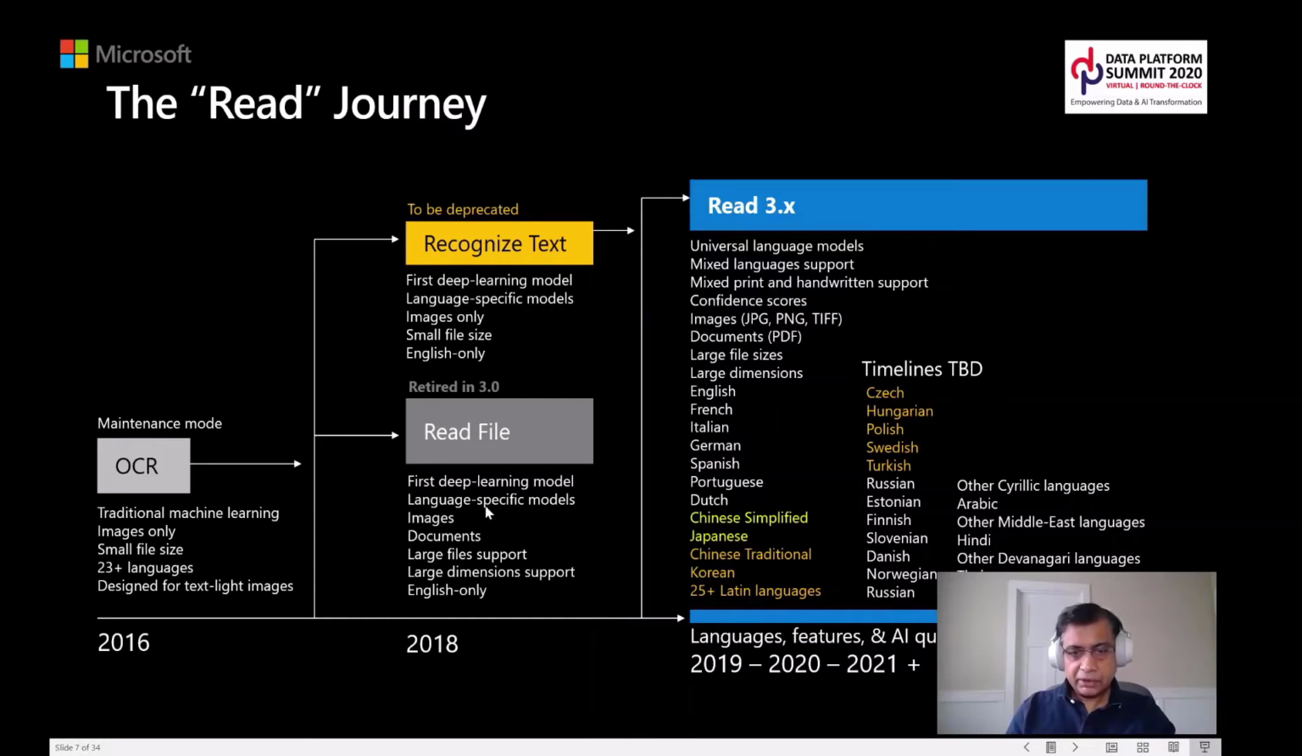The read model is the deep learning based model. In the case of Read 3.x, we now have universal language models, mixed languages support, and mixed print and handwritten support. That means your documents and text lines within the document can have multiple languages and even mixed print and handwritten text, and all of that is detected. Plus, the big theme over the next few months will be the language expansion features for Read 3. So for all practical purposes, in terms of languages, features and AI quality roadmap, Read 3.0 and onwards is the preferred platform for customers to adopt.